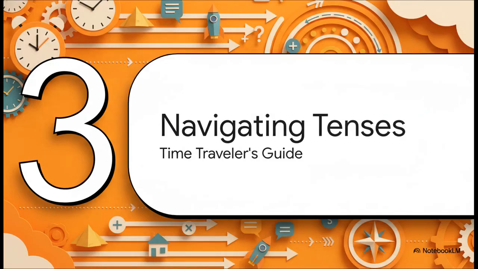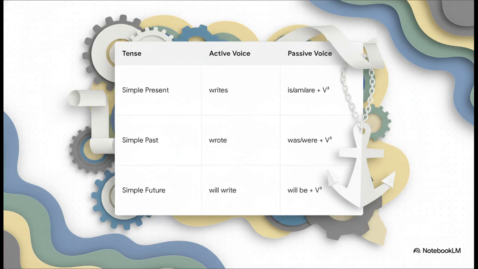Section 3, navigating the tenses, or as I call it, the time traveler's guide. As the timeline of our sentences changes from present to past to future, our formula has to adapt with it. But what's really interesting about this slide is how cleanly the V3 past participle, the written part, remains entirely constant, no matter what time period we're in. Only the helping verbs shift.